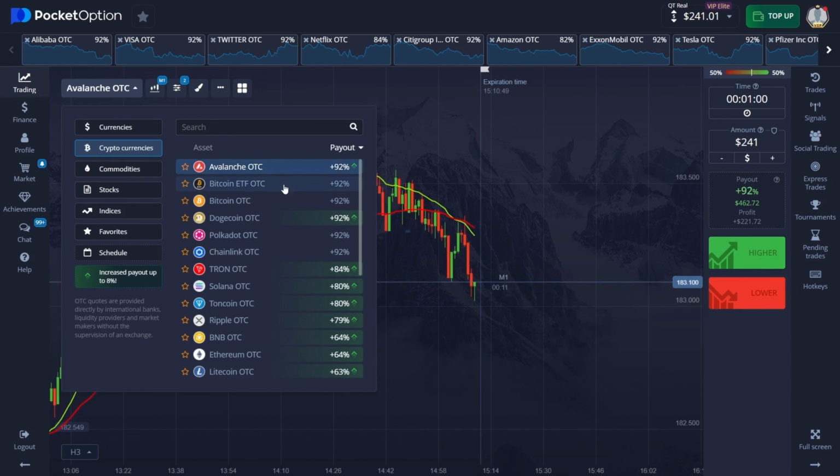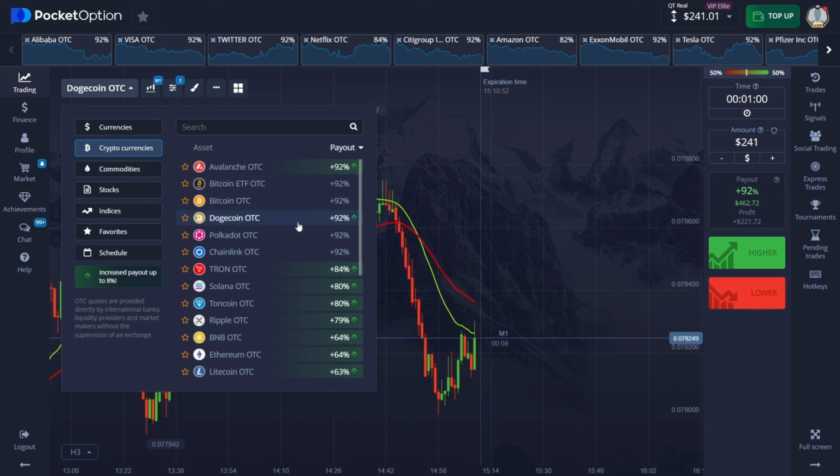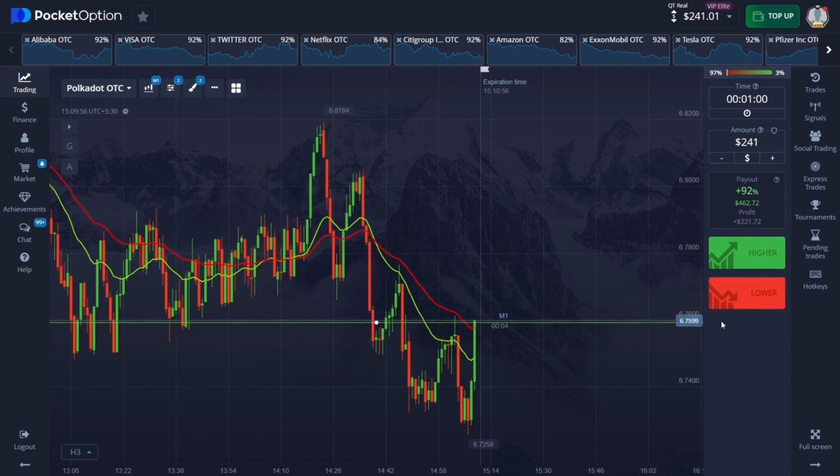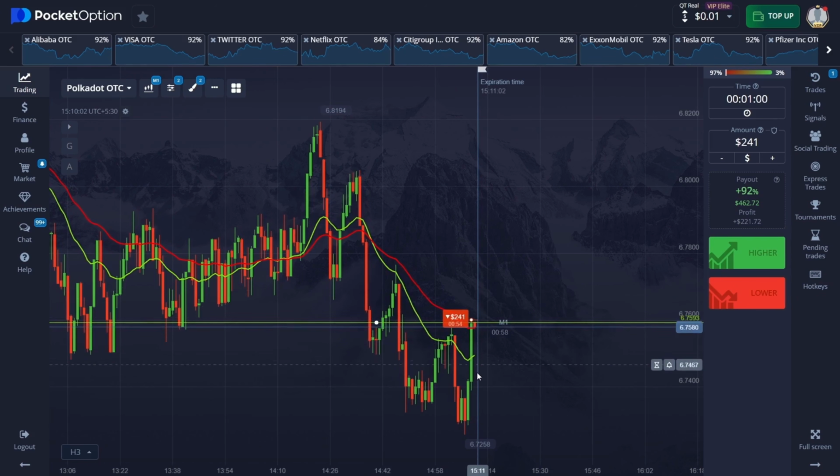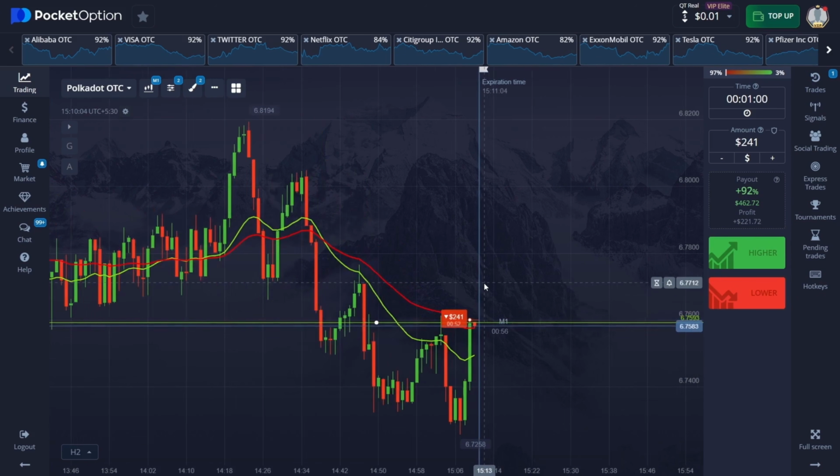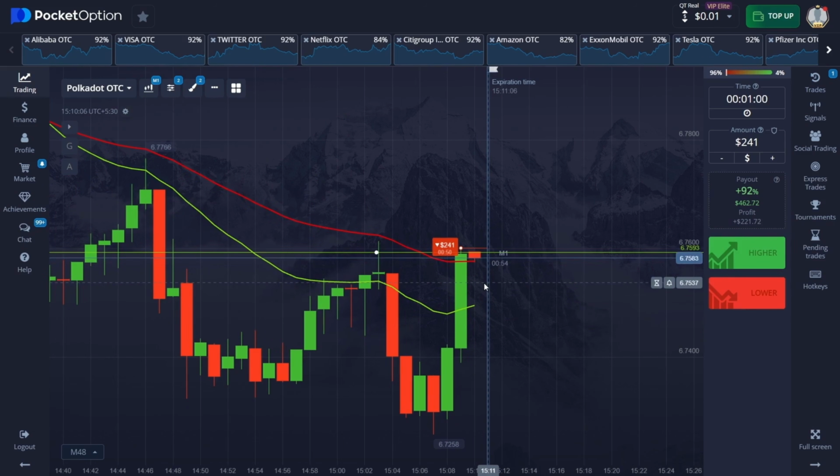I look at cryptocurrencies. I found a trade opportunity and placed a $241 trade for a downside move on Polkadot OTC. The moving average and resistance aligned with my decision to take this trade for a downward move. Let's see if we can win this trade.